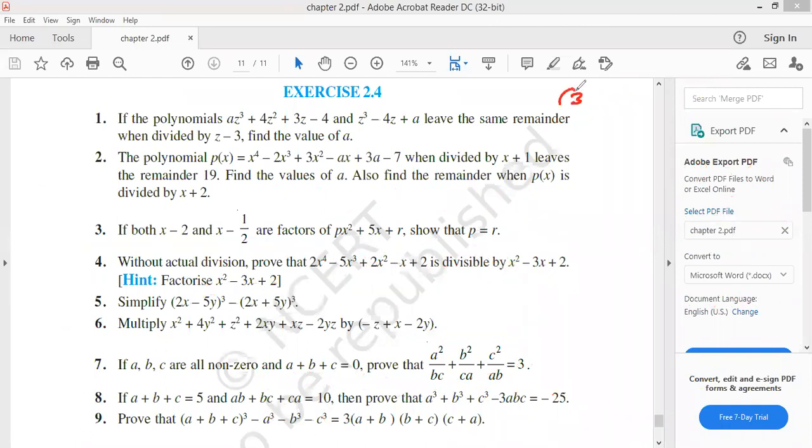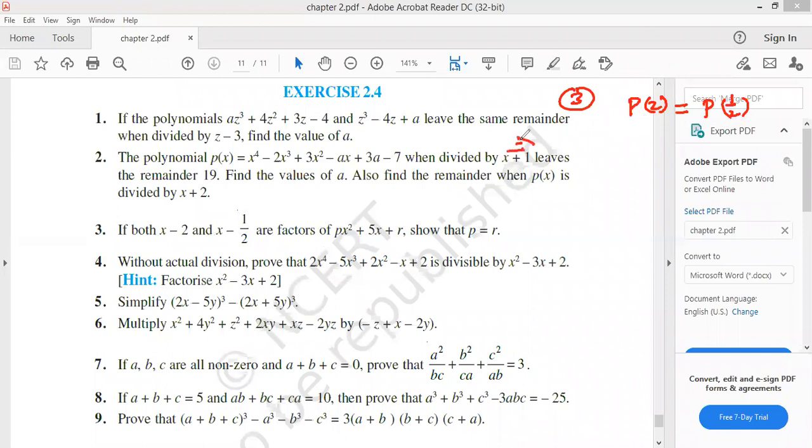Question number 3: it is given that if x minus 2 and x minus 1 by 2 are factors of this px square plus 5x plus r, then you have to show that p equals r. That means here it is given that p of 2 is equal to p of 1 by 2. Why? Because if you substitute, as x minus 2 is a factor, if you substitute x equals 2, this whole polynomial will become 0. And if you substitute 1 by 2, it will also be 0, meaning both will have the same remainder. We can equate p of 2 is equal to p of 1 by 2.